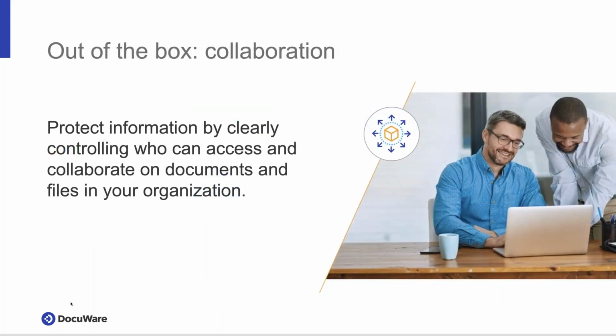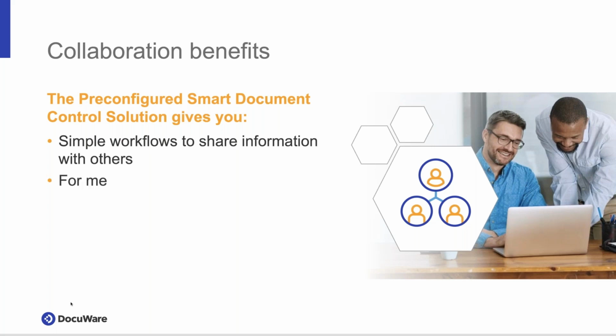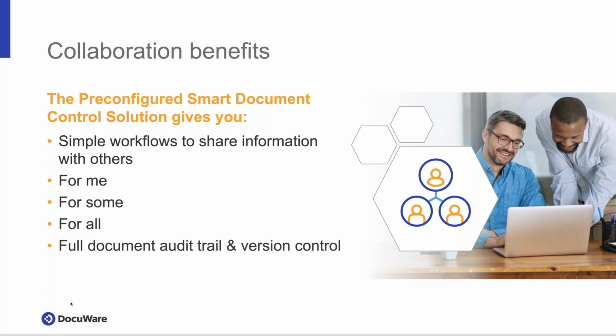Out of the box, we have collaboration. We can protect information by clearly controlling who accesses and collaborates on documents and the files of an organization, because we know we can track it in the background. The benefits of the collaboration is simple workflows to share information with others. For me, for some, for all. Full document audit trail and version control. And I know most people will know what that is, but this is coming out of the box in the pre-configured solution, which is very, very powerful. It's ideal for proposals and contracts and any SOPs.